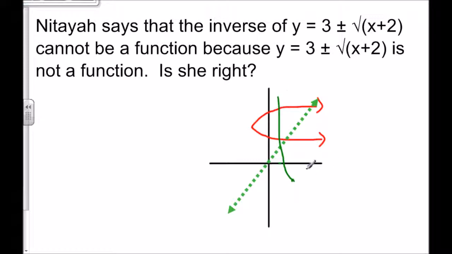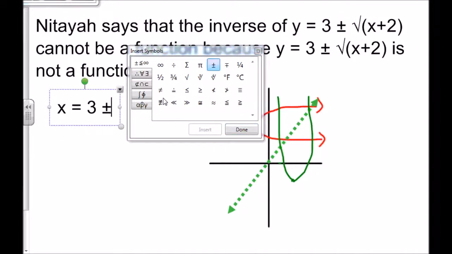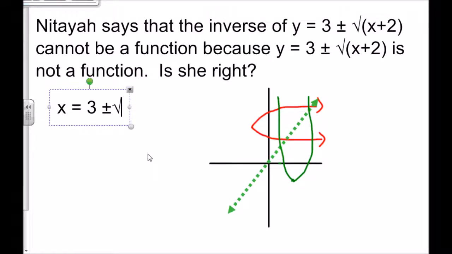Let's check that algebraically. So the original is y equals 3 plus or minus the square root of x plus 2. In order to invert it, first we swap our x and y. So x equals 3 plus or minus the square root of y plus 2, because we're inverting. Then we're going to solve this to get y by itself.